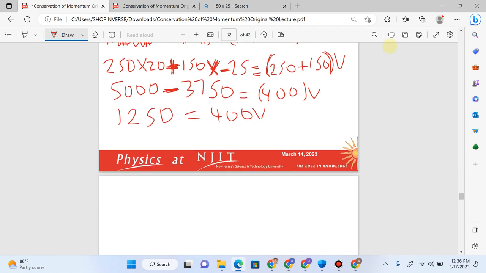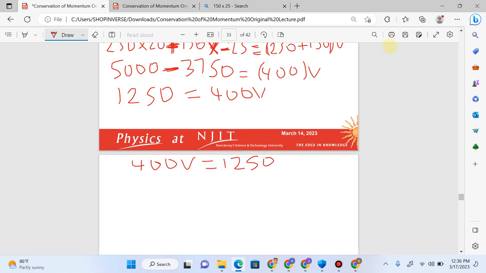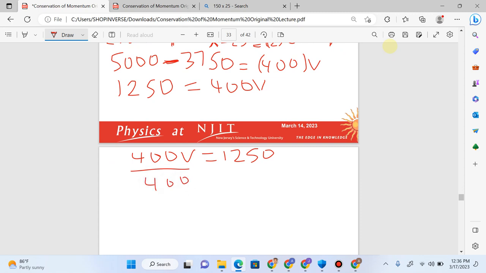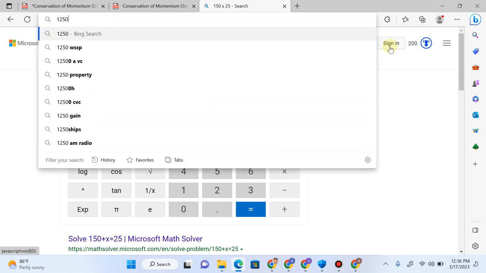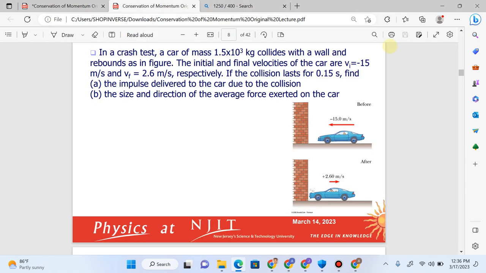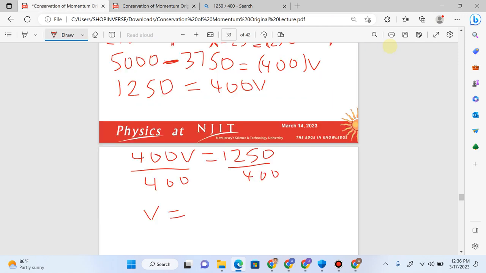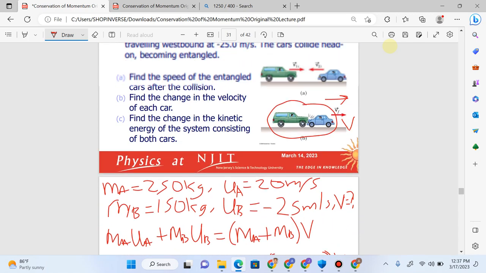You can simply write this as 400 V equals 1,250. To get V, we divide both sides by 400. So V equals 1,250 divided by 400. This gives us 3.125. We can approximate it as 3.13 meters per second. So since this is our speed, yeah, that's it. That's the final common speed.